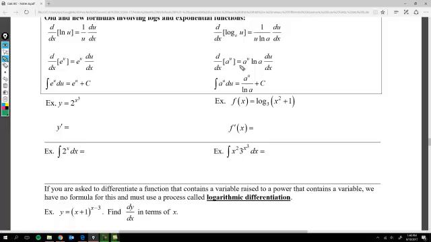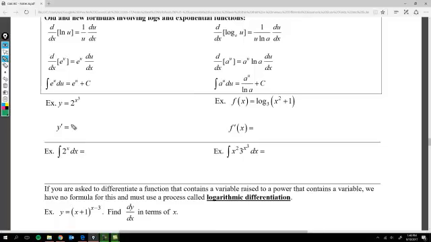Similarly here, if you have a to the u, you just have to remember when you take the derivative to multiply that by natural log of a. It's the same thing as e to the u, except you have to remember to multiply in this natural log of a. And then similarly, when you are integrating, you have to divide by natural log of a. So here we multiply by natural log of a, here we have to remember to divide by natural log of a. One extra thing you have to remember, but overall it's not too bad.